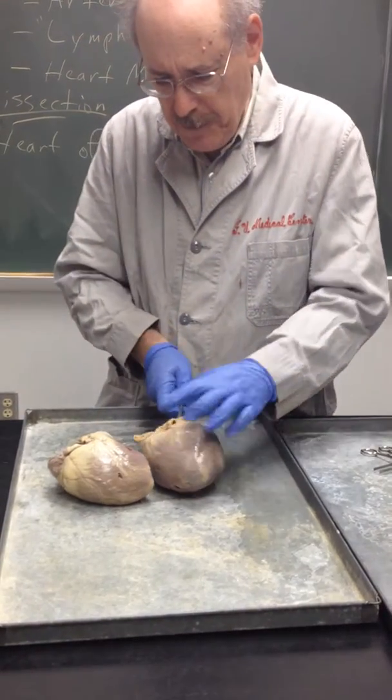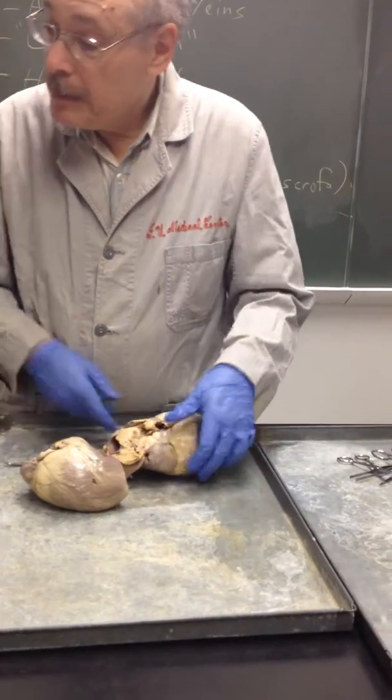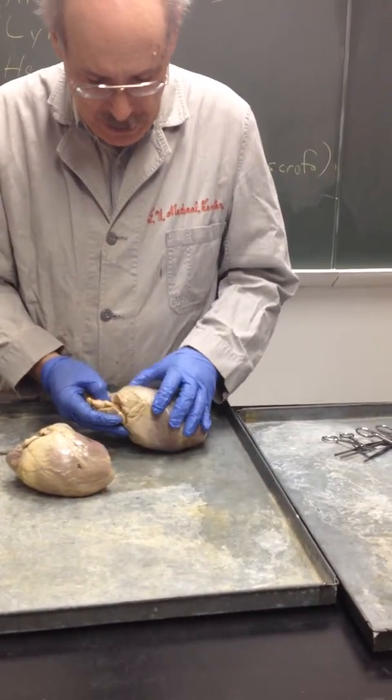Right, here's the inferior vena cava that's somewhat mangled. Like I say, these guys are butchers, you know.